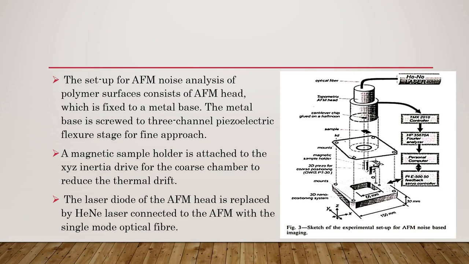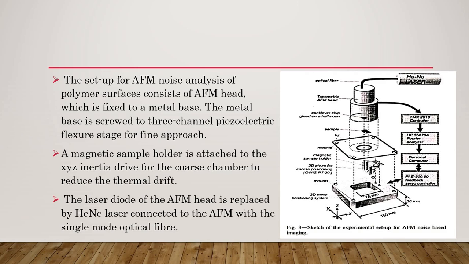The laser diode of the AFM head is replaced by a HeNe laser connected to the AFM head with a single mode optical fiber. This reduces non-thermal noise, which affects the stability of the laser diode. The noise power spectra are obtained with a Fourier analyzer. The spectra are fitted with resonance curves. The cantilever chip is glued to the half moon mount, which is held to the magnets in the AFM head.